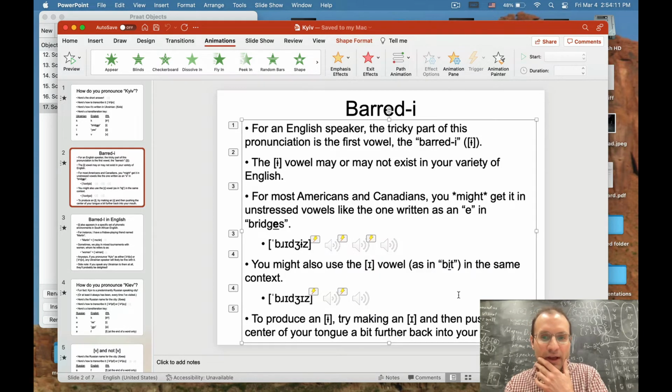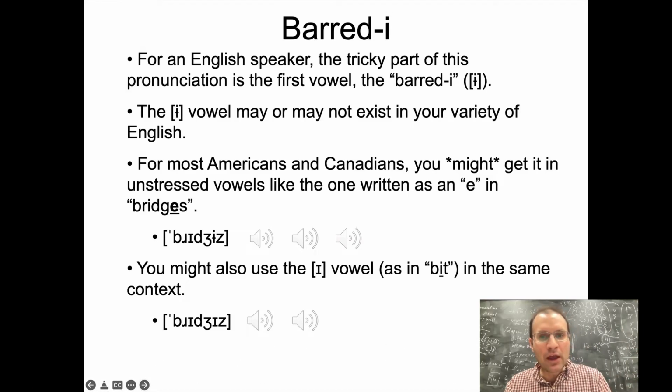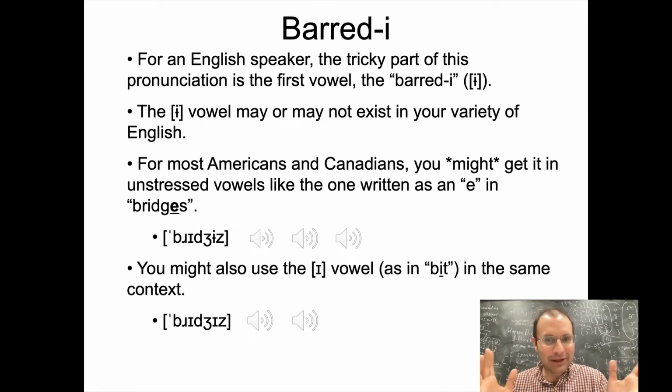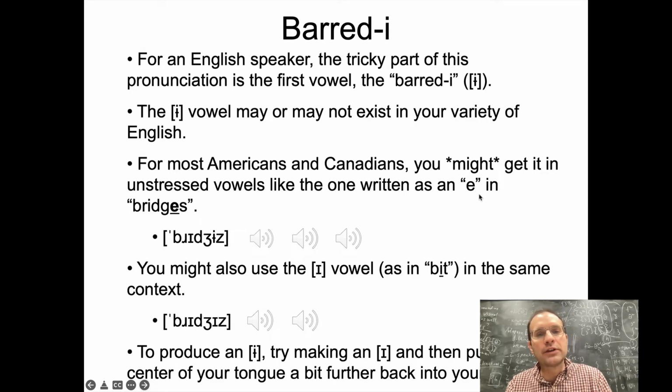Okay, since I'm putting this out there, I don't know how familiar with phonetics you are. The cap I vowel is the vowel that we have in a word like bit, or pit, or pick, or whatever. To make the barred I vowel, what you want to do is try making that I, and then push the center of your tongue a little bit further back into your mouth. It takes some practice, but once you get a general feel of where things are in your mouth, you should be able to do that without too much difficulty.